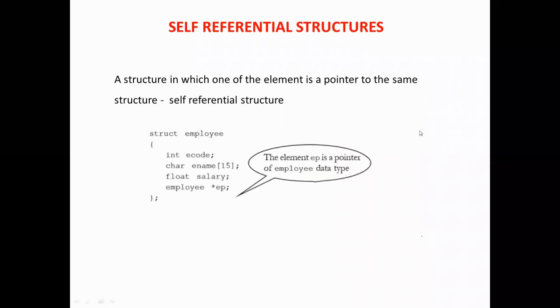Look into this example. Employee is the name of your structure. The first three lines you will be familiar with, I think. That is simply having the required elements: e-code, enum, ename and salary. This part you are clear. Now look into the fourth line.